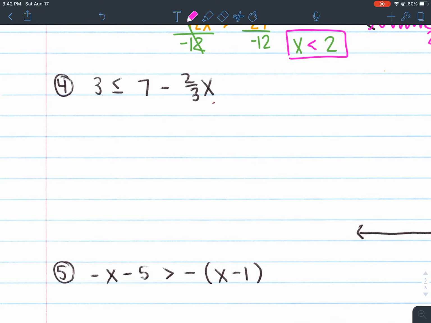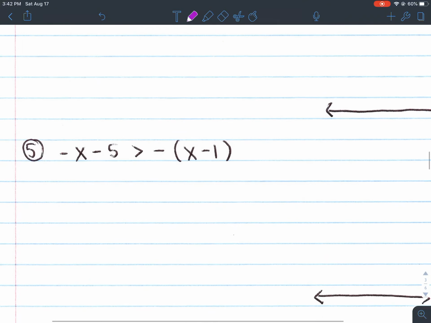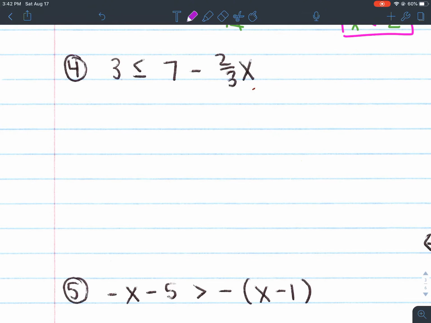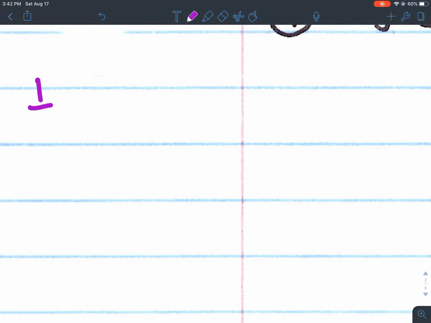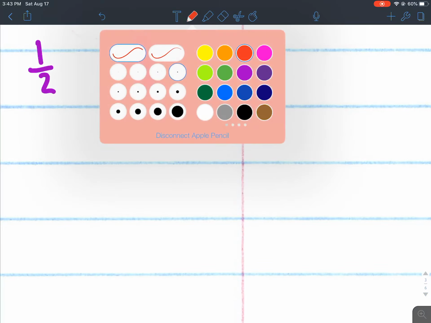All right, moving on, number 4, we have 3 is less than or equal to 7 minus 2/3 x. So we talked about in the solving multi-step equations notes how to get rid of fractions. So if we hate fractions, we multiply it by the least common multiple. The least common multiple is multiples of your denominators, and it's whatever the smallest that you have in common. So for example, if I have 1/2 and 1/5, right? Let's do all the multiples. So what are my denominators?